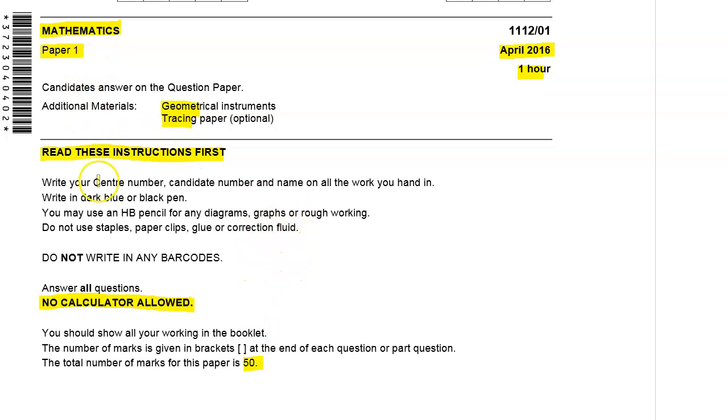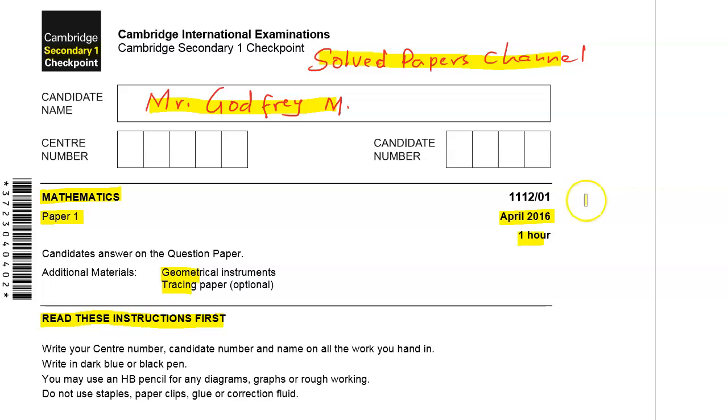This is Paper 1, calculators not allowed, but in Paper 2 of Checkpoint Secondary, calculators are usually allowed, so you take note of that.